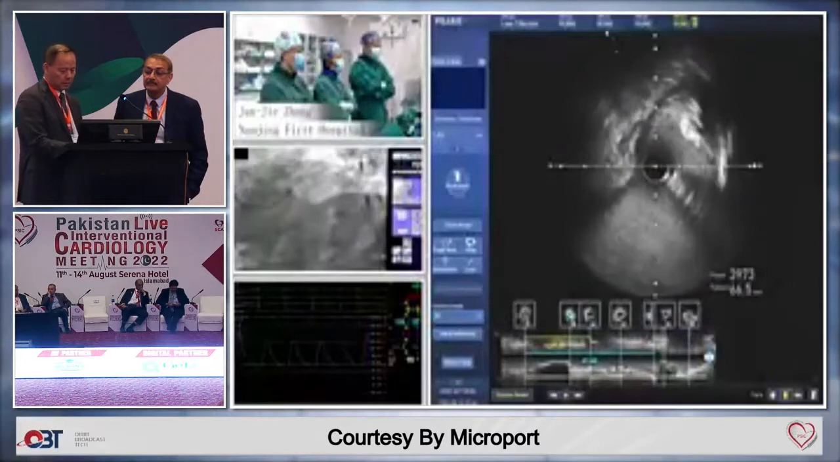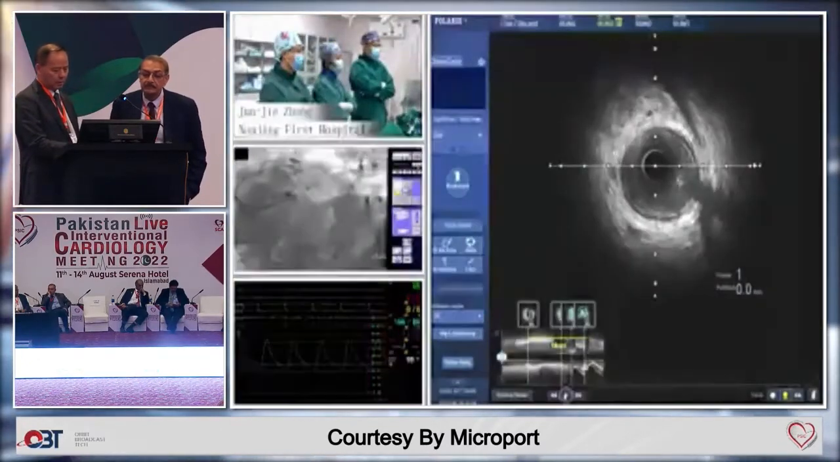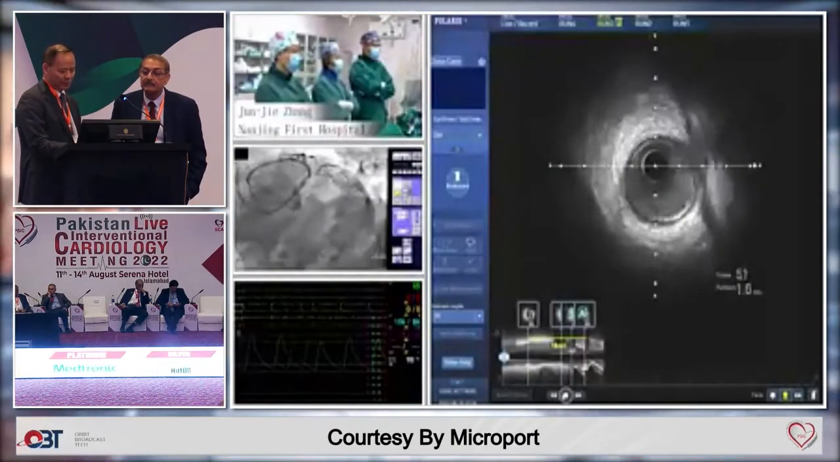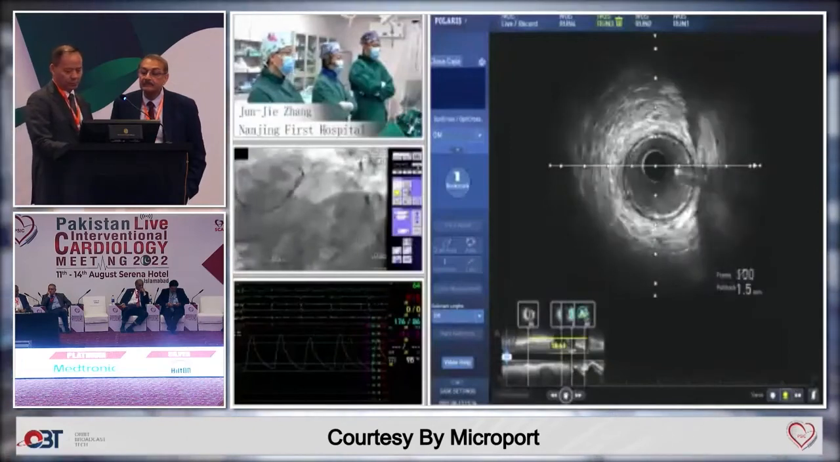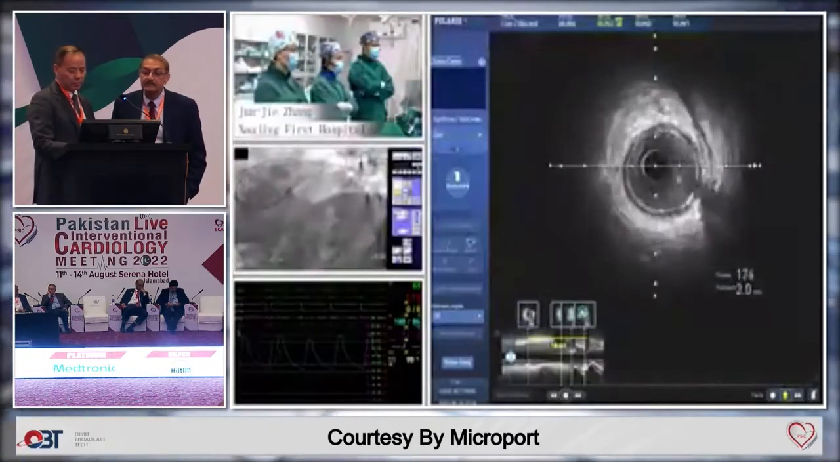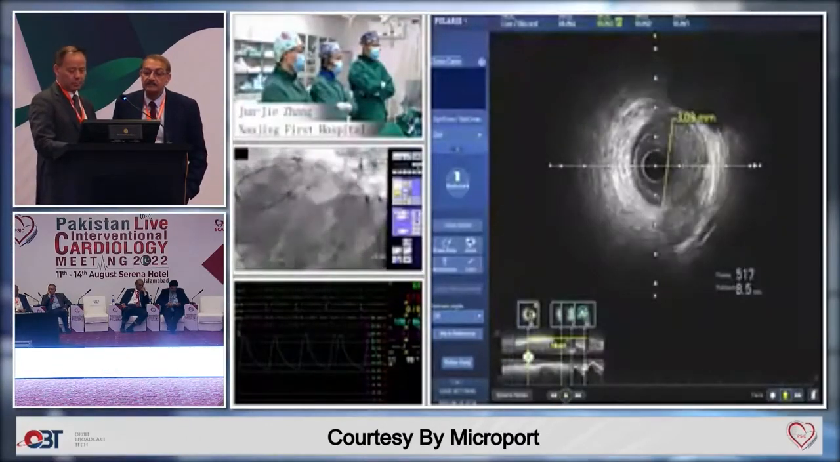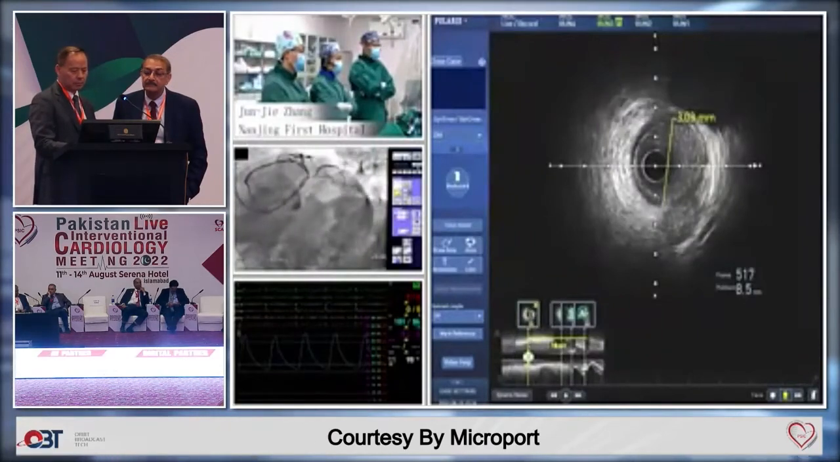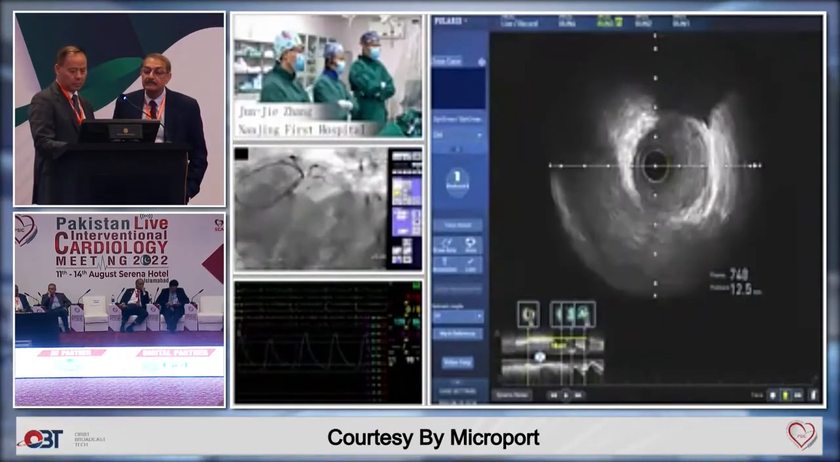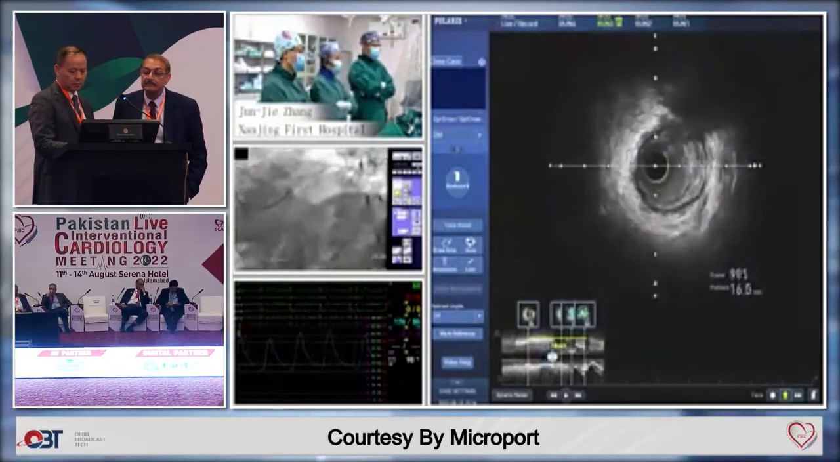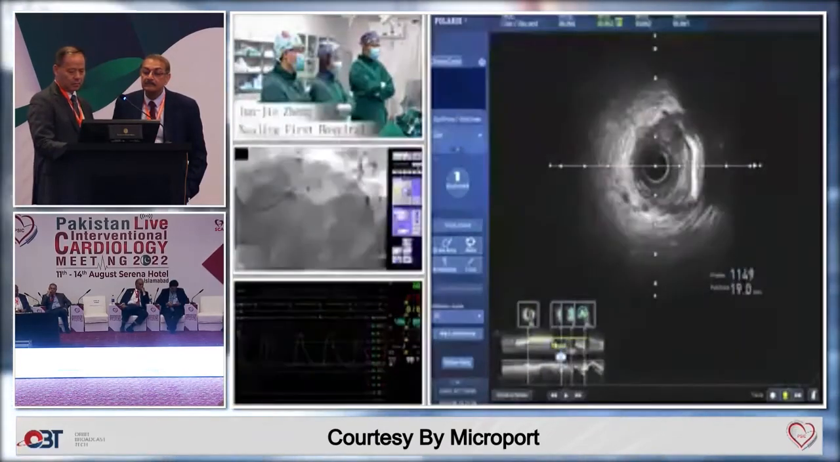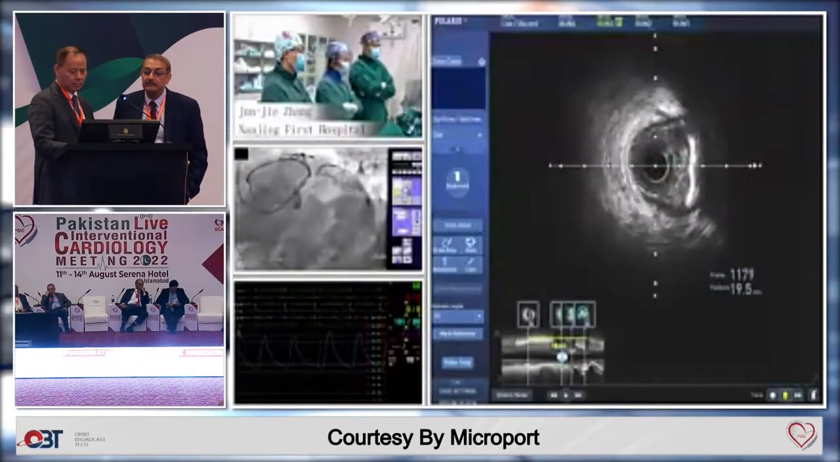The second round, we check IVUS from the OM1 to left main. And the OM1, the distal vessel is normal. The vessel diameter is about 3.0 millimeter. Then pull back, we can see eccentric plaque. Then pull back. And here we can see the calcified plaque.